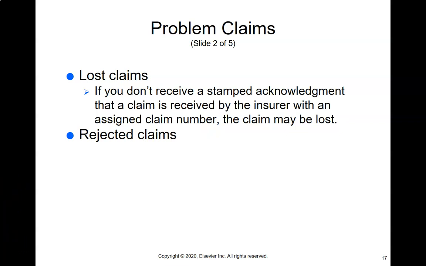For potentially lost claims, sometimes a backlog on the insurer's part results in the lack of response. You can send a copy of the original claim to the insurer, but be sure to make it clear that you are not rebilling. A claim might be rejected if it does not follow all the insurer's instructions. You can submit a corrected claim to address the problem.